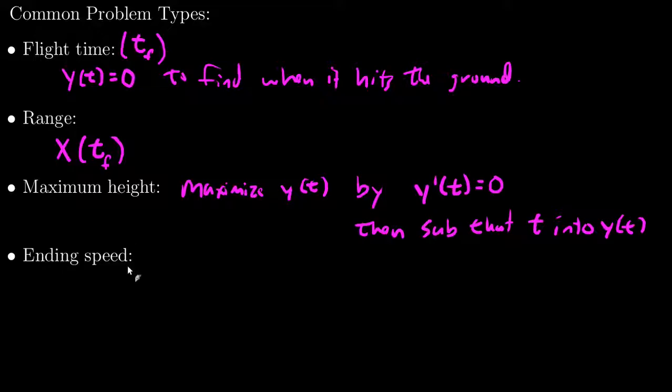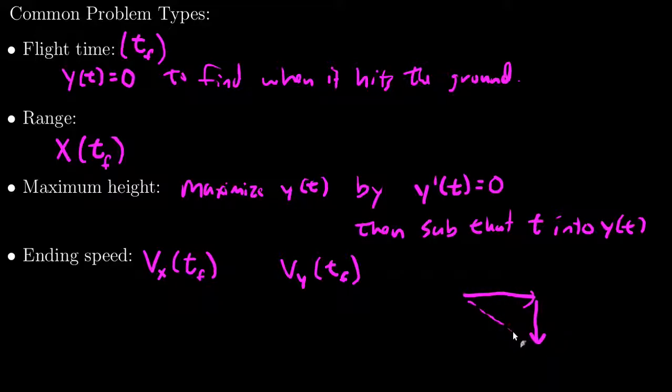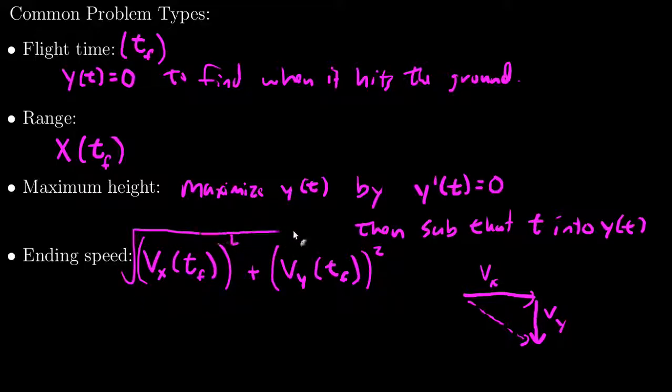And finally, to find the ending speed, I'm going to use the component velocities. So take the x velocity at the ending time, the flight time, and take the ending y velocity at the flight time. And this will make another set of component vectors. The speed will be this hypotenuse. So this was Vx, Vy. And so I'll just do Pythagorean theorem. Square them and add them, and take the square root.